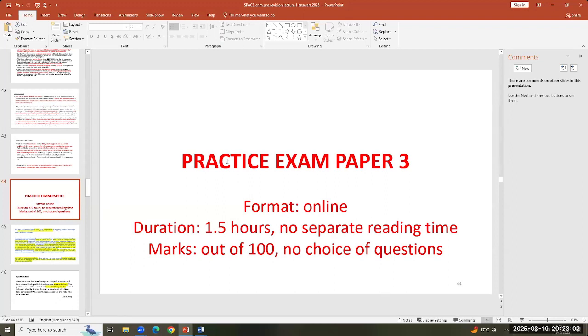You can see here now, this is the 2021 exam paper, practice exam paper 3. This is the same format as you will have. 1.5 hours, no separate reading time. I don't know why they cut the exam time. I don't know why there is a different format for evidence versus Crim Pro. Like in evidence, you can choose your questions, here you can't. I don't know. It's not up to me. I just follow what I'm told to do. What you'll have to do.